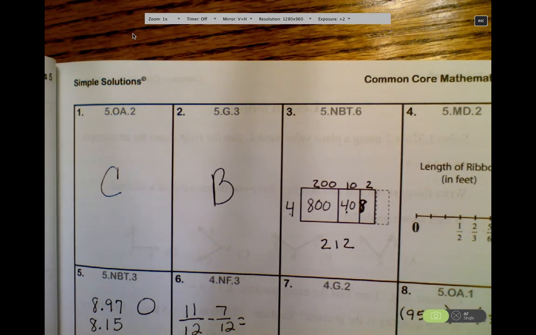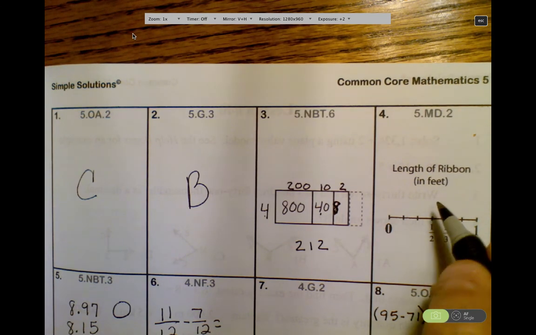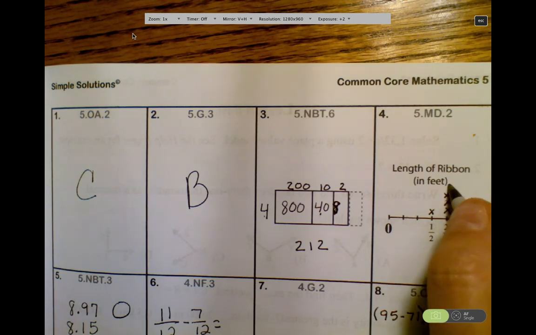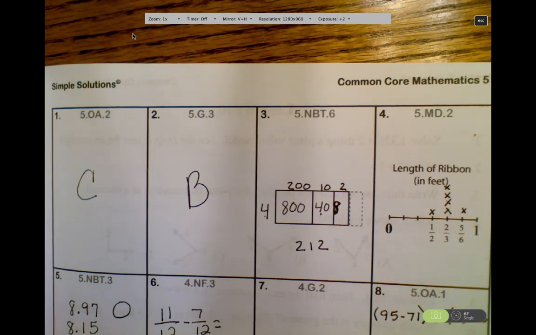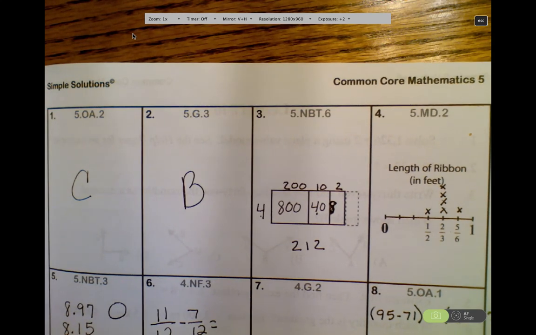212. I need to plot my data. So I have a 1/2. I have a 2/3. I have another 2/3. I have a 5/6. I have two more 2/3. Okay, it says use the data in the chart to complete the line plot for the length of ribbon being sorted. Give the total amount of ribbon in feet. So the first thing that I want to do is find out.